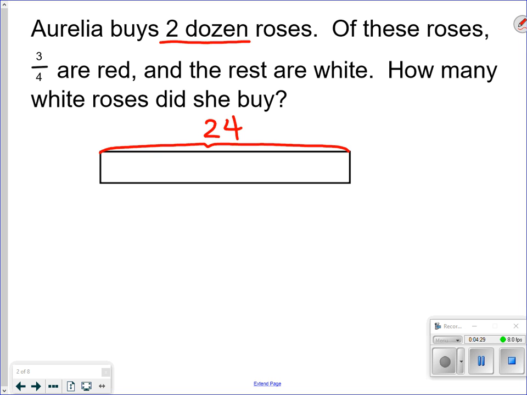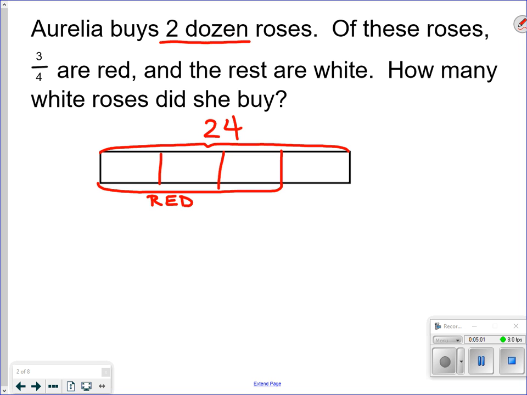If you have your bar model, how many pieces is it going to have? 4. 3/4 are red. So 3 of those pieces, 3 out of the 4, what color can I write under that? Red. See, I'm labeling everything that it's telling me. The rest are white. So what do I have to do to this bar model?